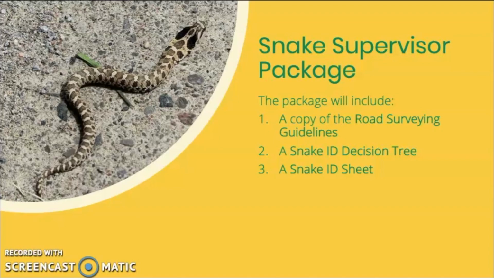It will also include a Snake ID decision tree, which is a tool to help you identify the snakes that you come across. So essentially you'll just answer the questions in the flowchart and it'll point you in the direction of the snake you might be looking at. The package will also include a Snake ID sheet, which just provides a little bit more detail about each of the 12 snake species we have in the Land Between, as well as a few pictures of each of them. So you can use those two ID tools to identify whatever snakes you come across.